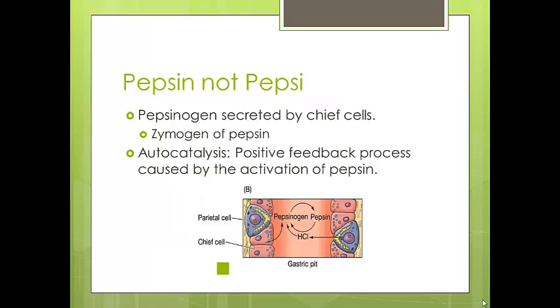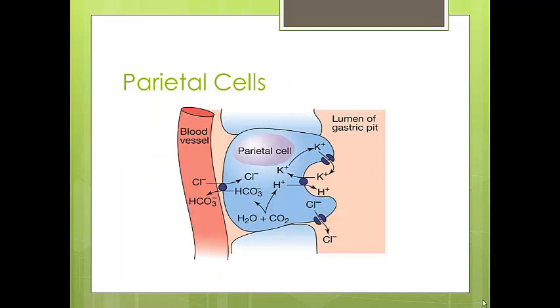The chief cells secrete pepsin, which is a proteolytic enzyme. It is secreted as the zymogen pepsinogen. Here you can see how pepsinogen is activated to become pepsin, and HCl is also released from another type of cell. Autocatalysis is the positive feedback process which causes the activation of pepsin, because the activation of pepsin causes the activation of more pepsinogen, so more pepsin is created.